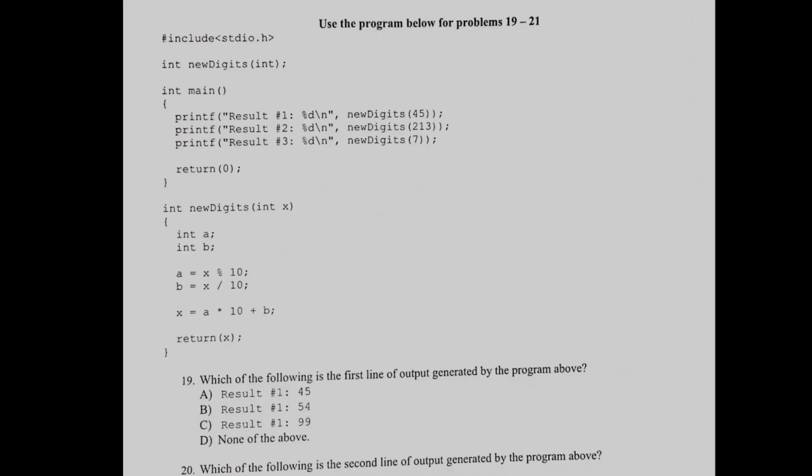Moving on to question 19. Which of the following is the first line of output generated by the program above? It's asking us what is the result of this printf statement, which is calling new digits and passing 45 to new digits. So we're calling new digits with 45.